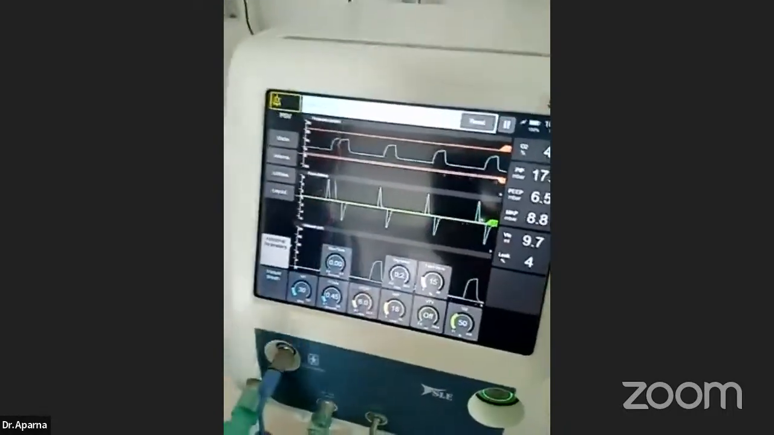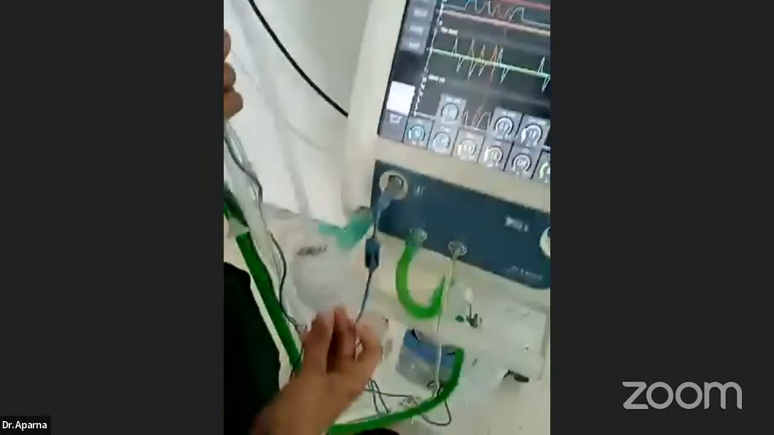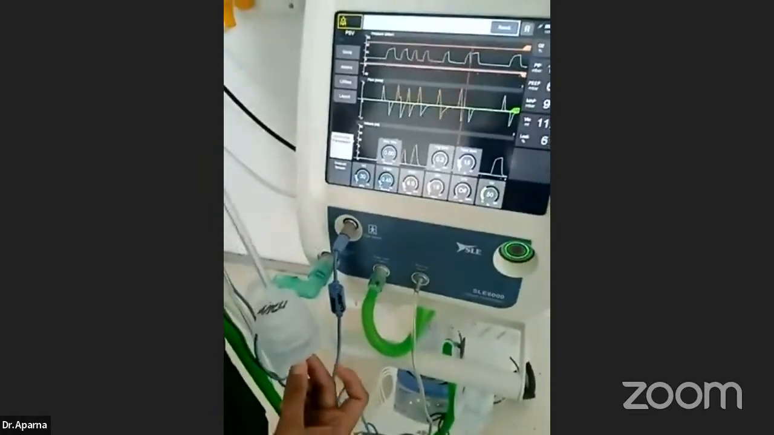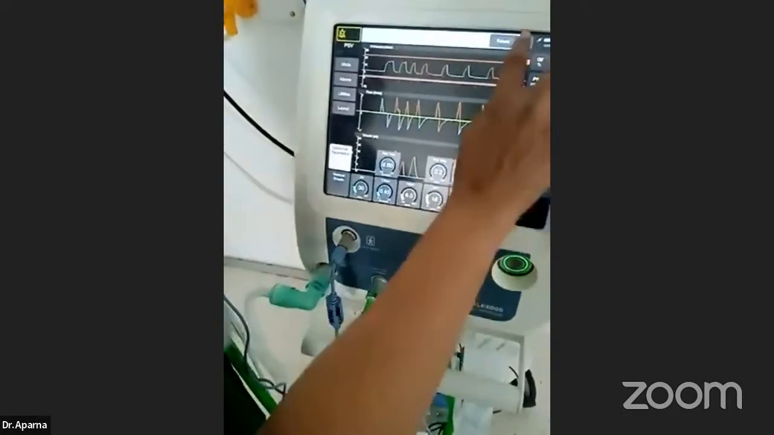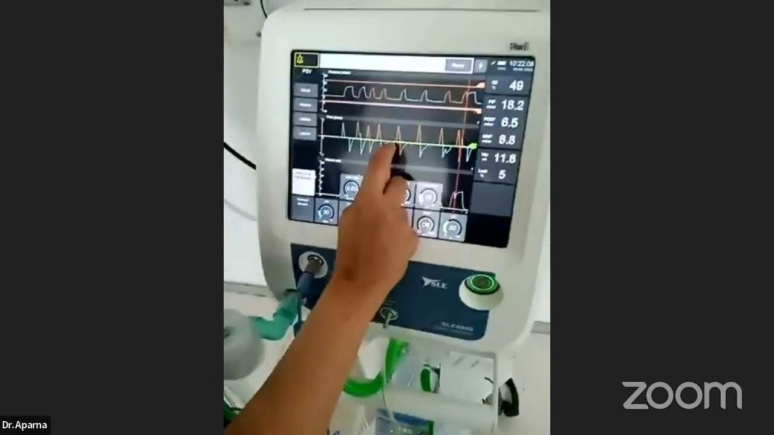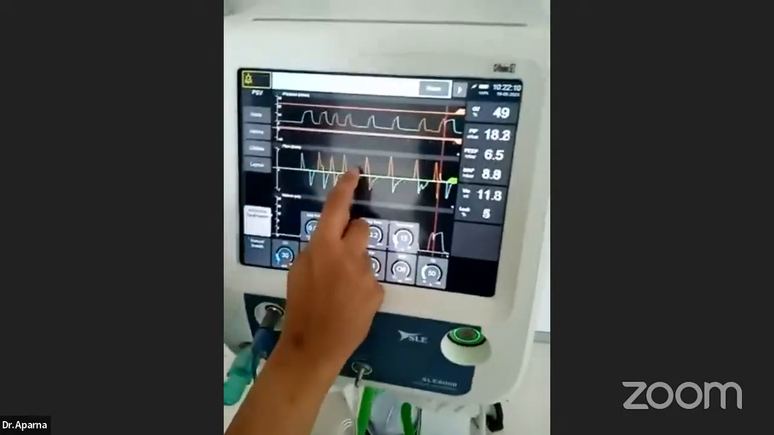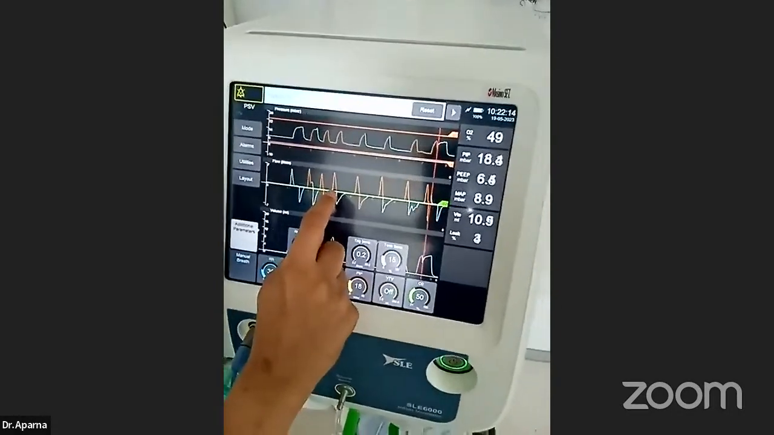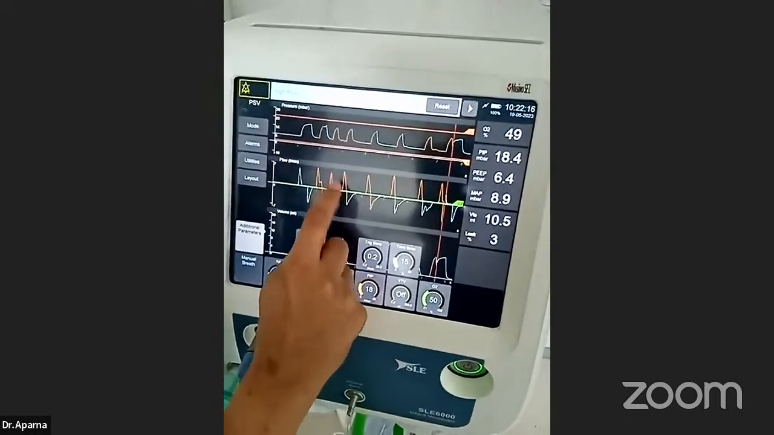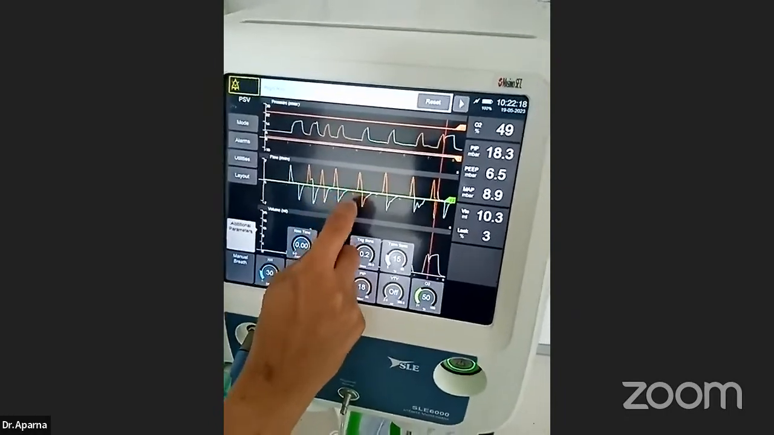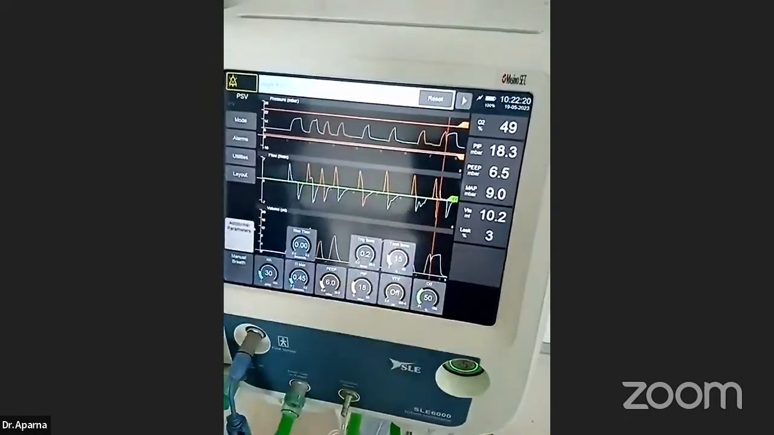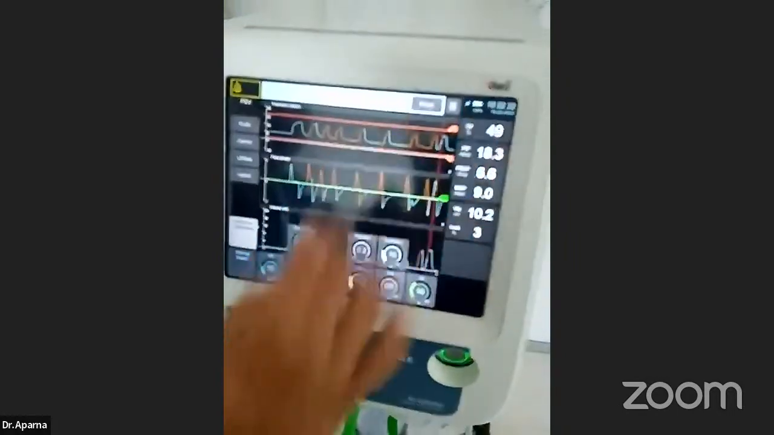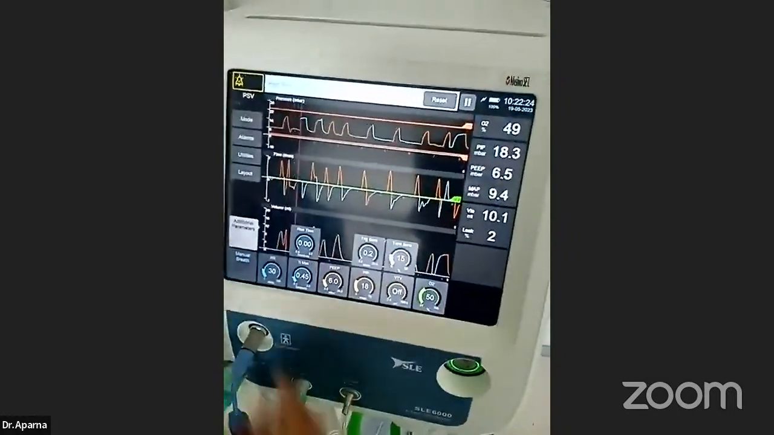So let us again say in PSV, let's see what happens. Here, I've just frozen the loops. You can see that there is no inspiration hold at all when we do PSV. So automatically when the inspiratory flow reaches 15% of the peak flow, the ventilator cycles to expiration. So this is the principle of PSV in contrast to assist control mode of ventilation.